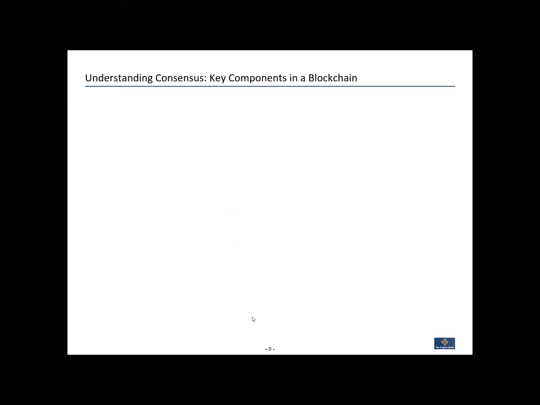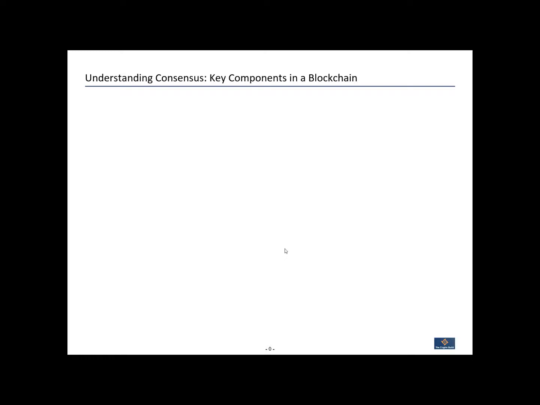Before we move into the specifics of proof of stake, it's important to understand consensus as a concept. Because at the end of the day, proof of stake is nothing but a type of consensus algorithm. And there are many different types. Proof of stake and proof of work are some of the most common ones used.